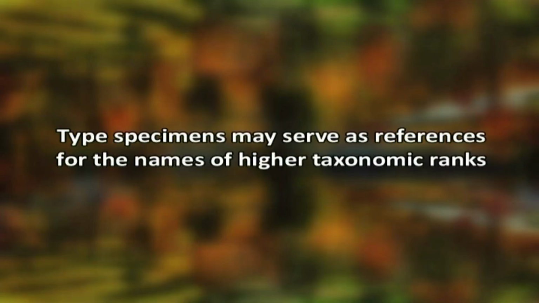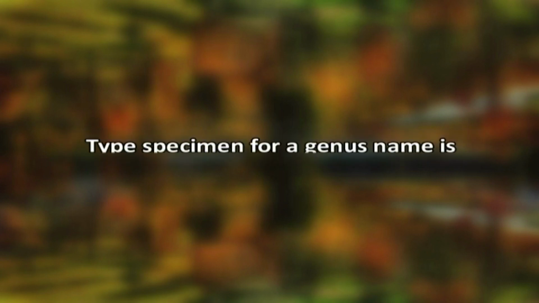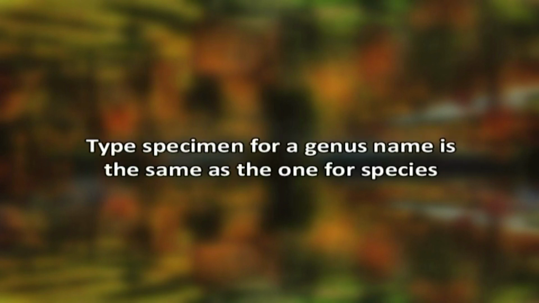Normally, we think of types as referring to names of species or infraspecific taxa. However, type specimens may serve as reference for the names of higher taxonomic ranks as well. For example, the type specimen for a genus name is the same as that of one of the species within that genus that was published first. The type specimen for a family name is the same as the one for the genus within the family that was published first.